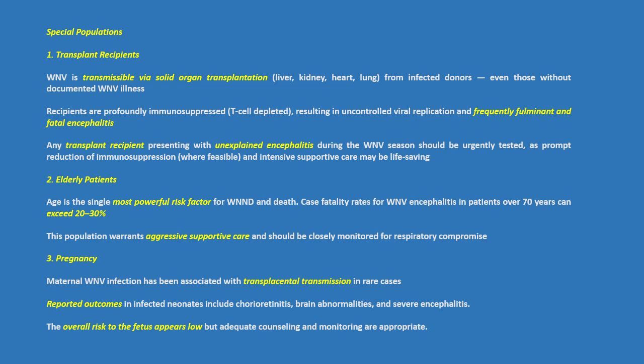Special populations, number 1, transplant recipients. West Nile virus is transmissible via solid organ transplantation from infected donors, even those without documented West Nile virus illness. Recipients are profoundly immunosuppressed, resulting in uncontrolled viral replication and frequently fulminant and fatal encephalitis. Any transplant recipient presenting with unexplained encephalitis during the West Nile virus season should be urgently tested, as prompt reduction of immunosuppression and intensive supportive care may be life-saving.